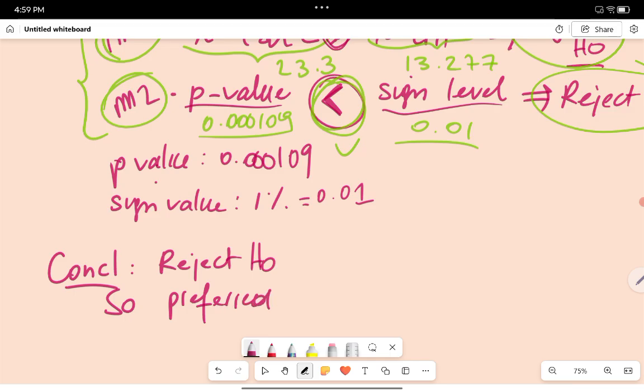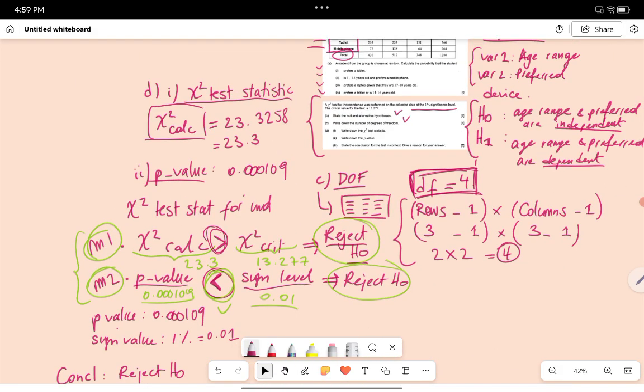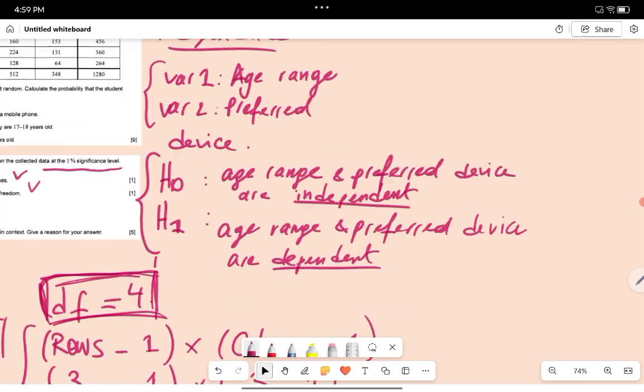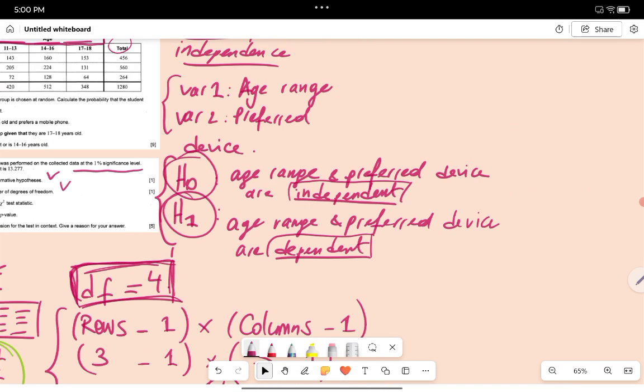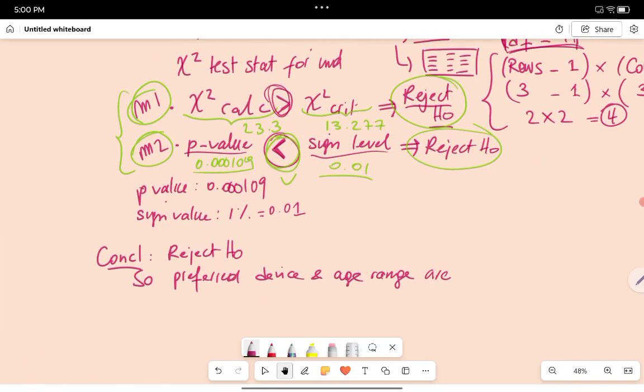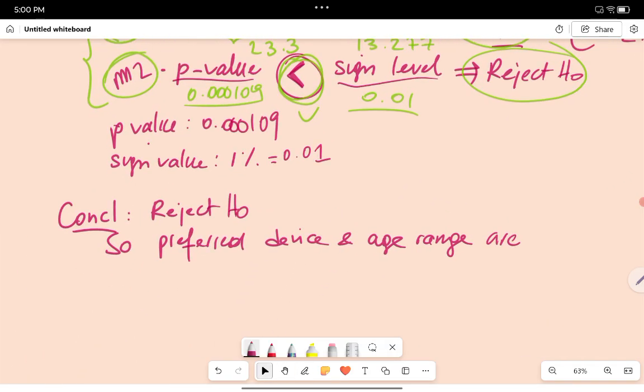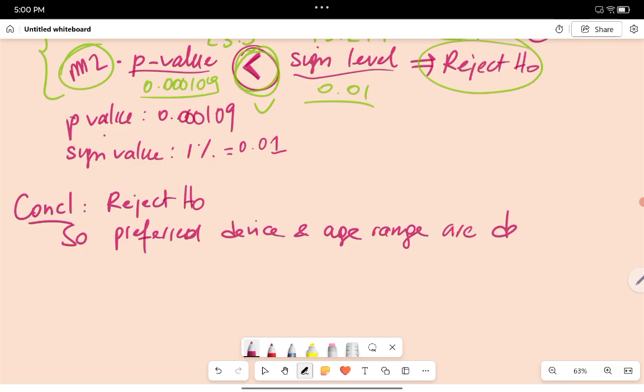So the preferred device and age range are, and what is it? Let's have a look again. If we reject H0, how did we define H0? H0 says the preferred device and age range are independent. If we reject this one, then we go for H1, and H1 says that they are dependent. You see? So our conclusion is that the variables are dependent. So preferred device and age range are dependent. This is what you're supposed to write, guys, with your chi-squared conclusion.